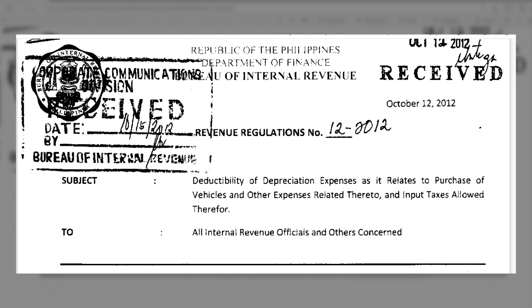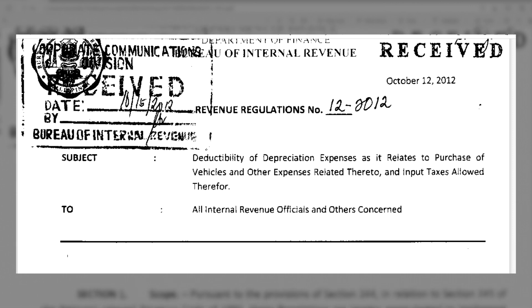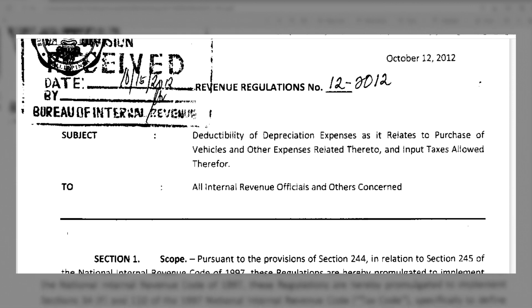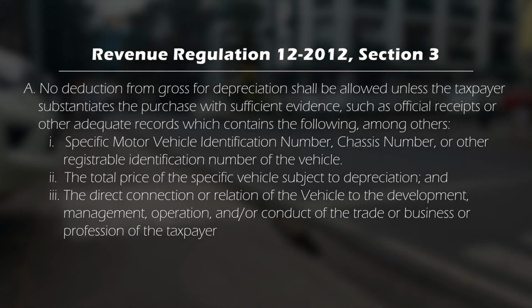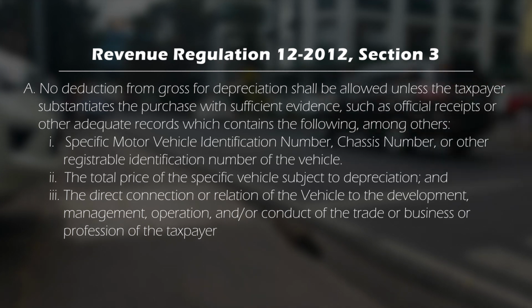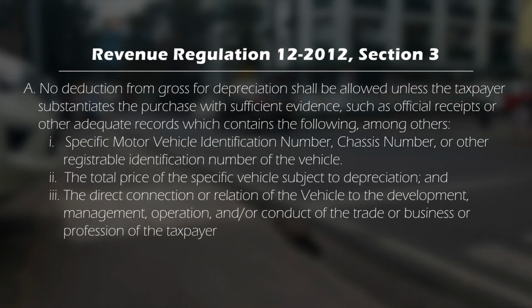Now, another key thing to know is Revenue Regulation 12-2012, which covers the deductibility of depreciation expense as it relates to the purchase of vehicles and other expenses related thereto, and input taxes allowed. In this revenue regulation, the depreciation expense of the taxpayer with regards to the purchase of passenger vehicles provides the limit of deductibility, along with the disallowance of input taxes in relation to disallowed expenses. It is not automatically presumed that the purchase of vehicles is directly related to or used in the business. In relation thereto, such rules should be followed.